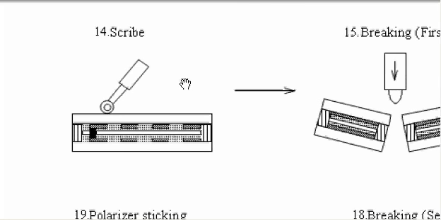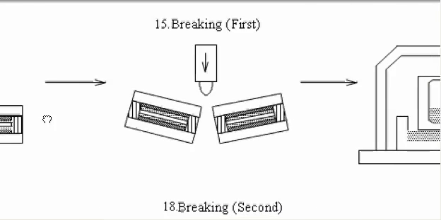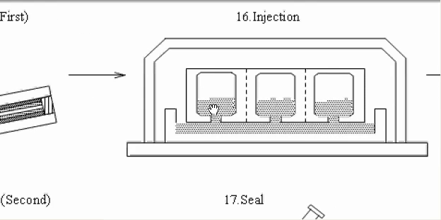Okay, so we have the cell already built. Because we built the cells on mother glass, we will scribe it to make it into small pieces. After scribing, we will break it into small pieces. You can see there are 1, 2, 3 LCD cells there. And then this is a vacuum chamber.